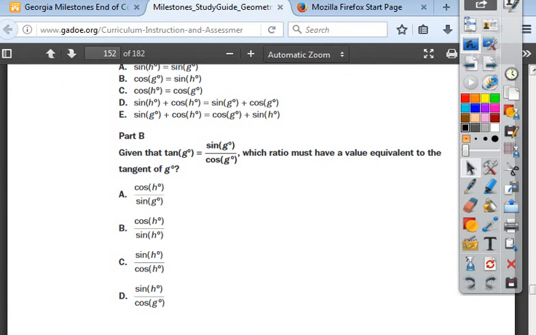Here's something we need to understand. Tangent of G is equal to sine over cosine. You need to understand that.